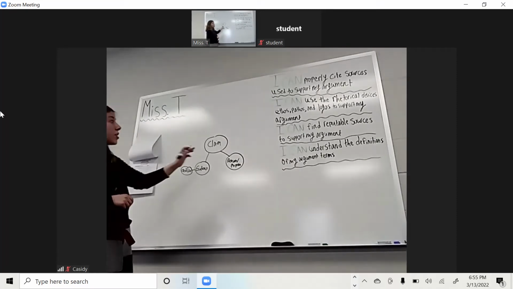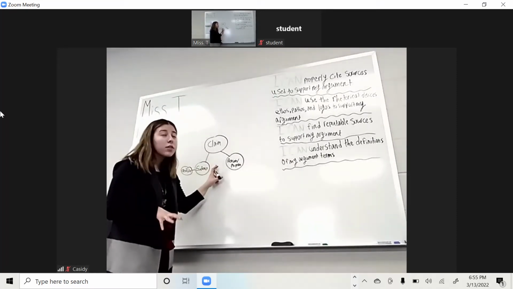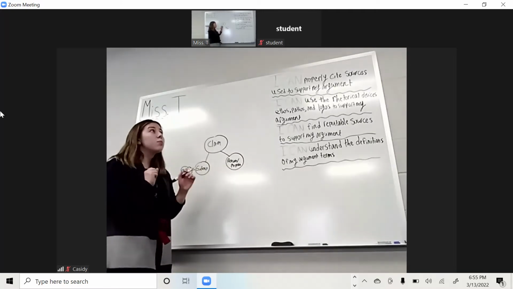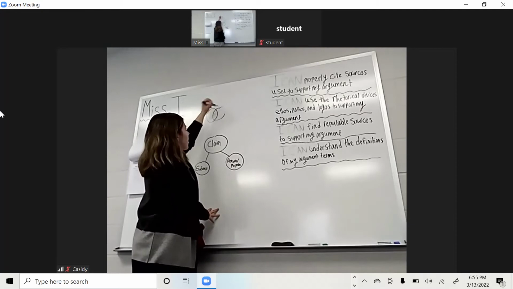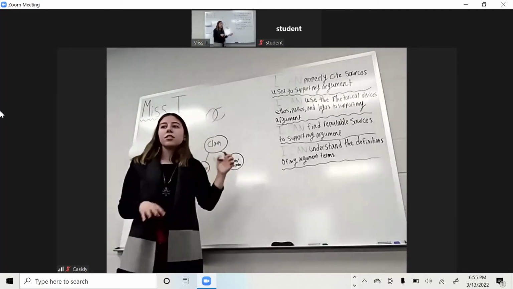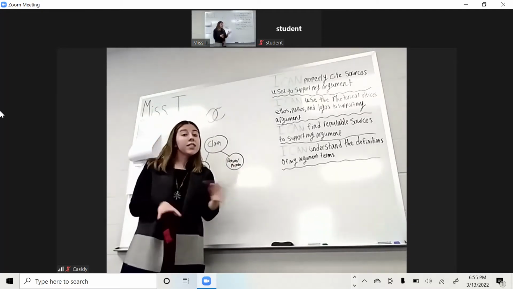Claim and reason can almost go in the same bubble as well. I wouldn't say the same bubble, but if you did a Venn diagram kind of thing, they would be in the center together because they share a lot of the same properties and intent.